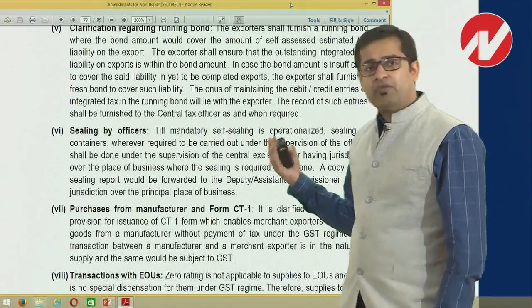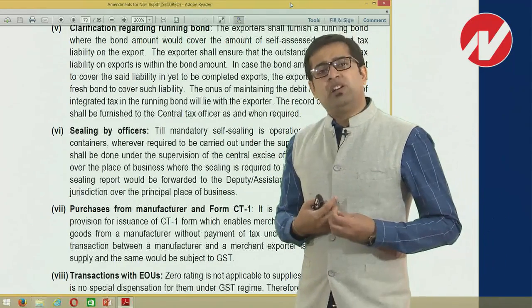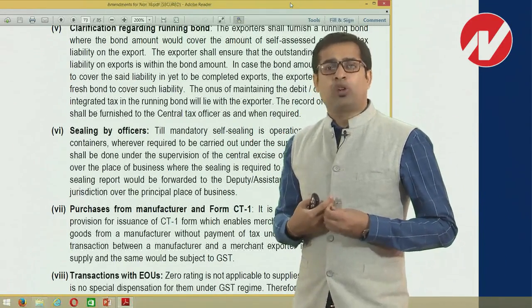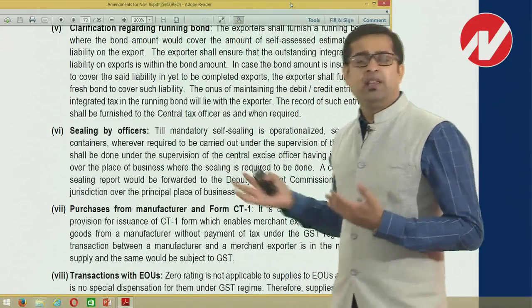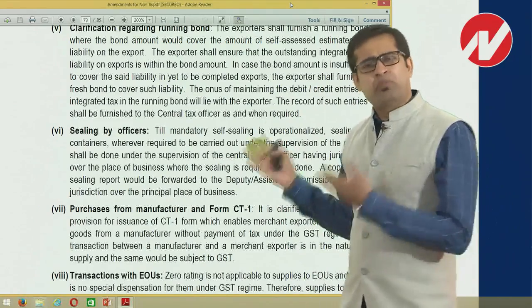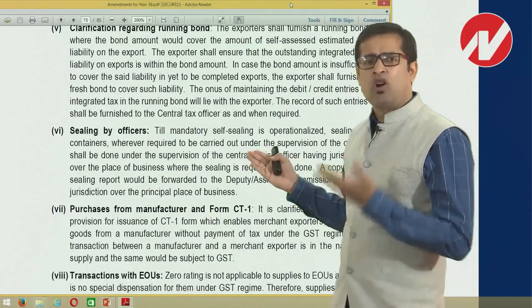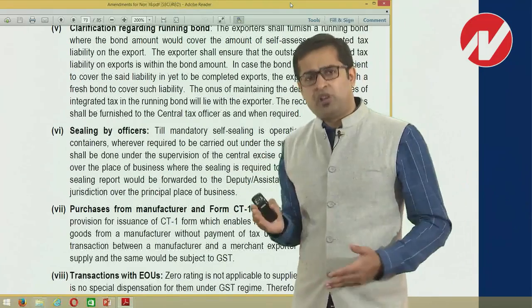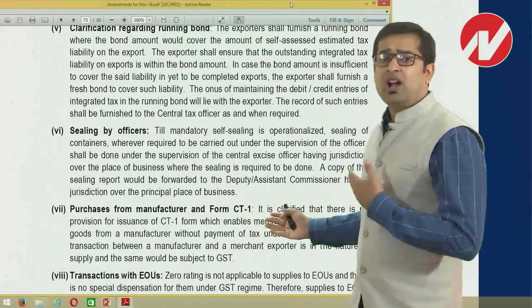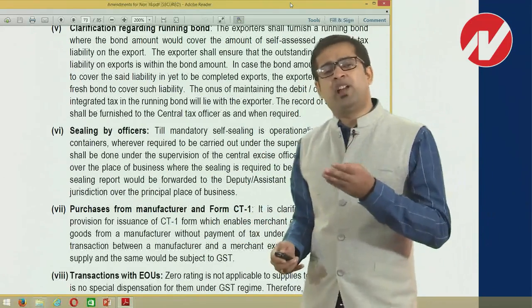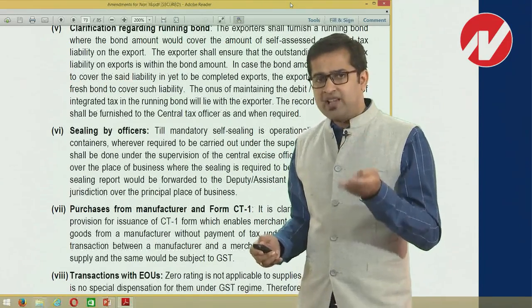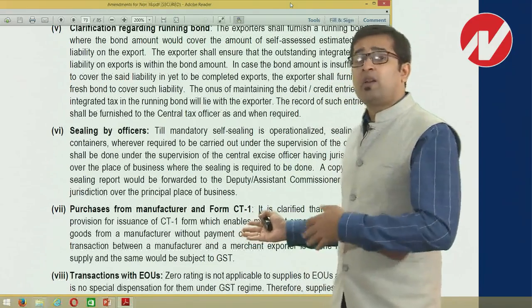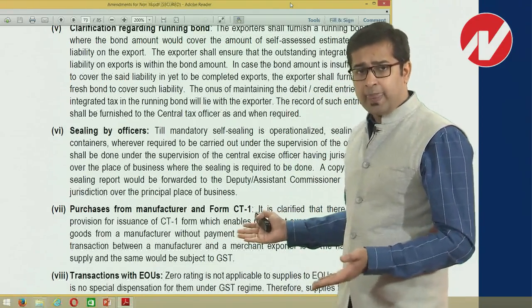Then sealing by officers, which is relevant. जब भी goods export के लिए बाहर निकलेंगे तो containers में उसे seal किया जाएगा, and obviously that is where the sealing becomes relevant. But ये provisions LUT के केस में भी same रहेगा और bond के केस में भी same रहेगा. Then there is with regard to CT1. Now CT1 was actually applicable with regard to merchant export under excise law, but since the excise law has been removed, तो ये CT1 का provision आज applicable होता ही नहीं है.